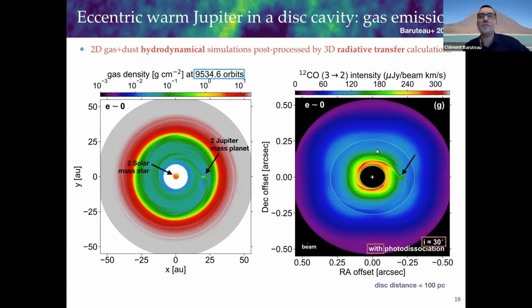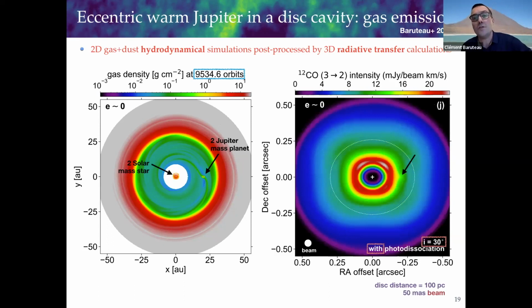And now if we convolve with the beam, which is larger, this is now a 50 milliarcsecond beam, which is the kind of angular resolution we can get with ALMA disk gas observations. Now we get to see the planet emission is slightly visible there. We still see a little bit of the four-lobe structure that I've mentioned just before.